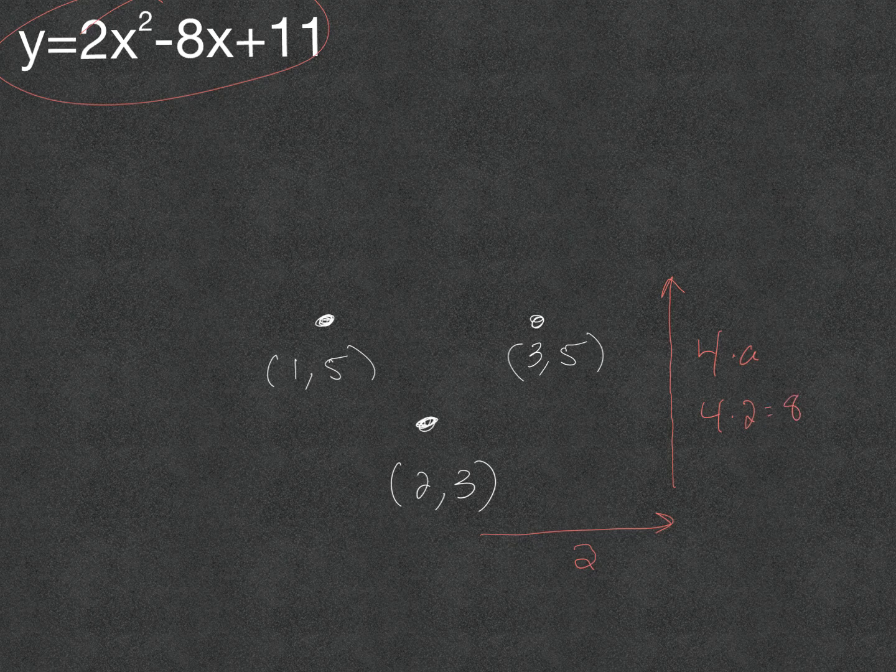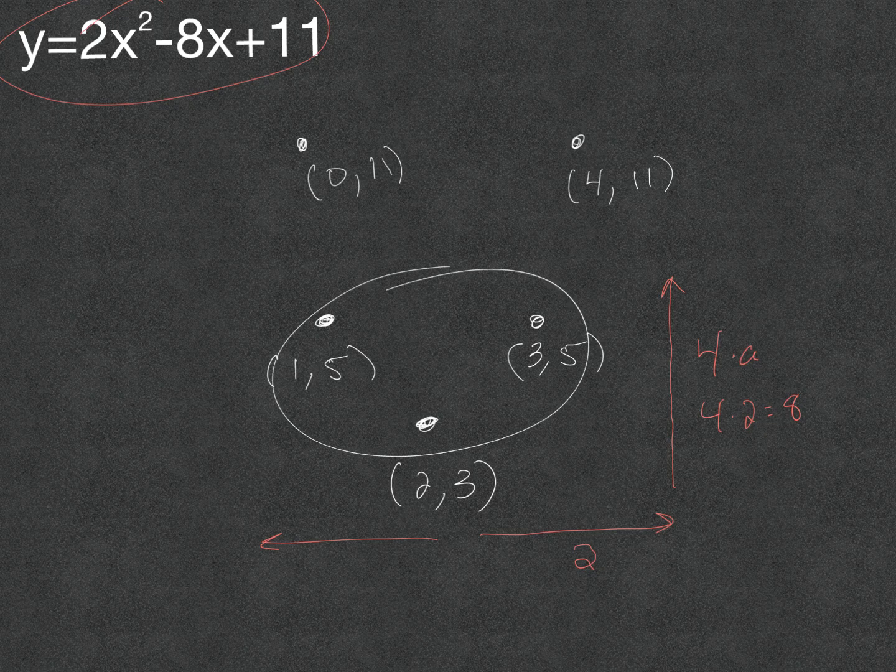So the next point here is going to be a 4. 4 comma what? I go up 8 from 3. That's 11. Okay? Now, over here, I'm going to go to the left 2. Well, that's going to give me an x-coordinate of 0. And I'm going to go up 4a, which is 8 from the 3. That's going to give me 11. But we already knew that because c is 11, so we already knew it was 0, 11. Now I'm done. If you need 3 points, you could have been done right there. But we have 5 points.